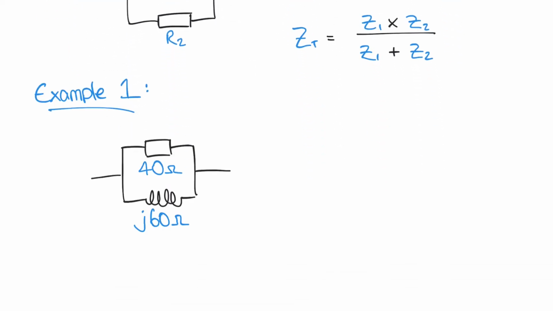So let's have a look at an example here, and let's say that we have these two components. We have a resistor of 40 ohms and an inductor whose reactance XL is 60 ohms. It's an imaginary term, reactance, so it's given a J as our imaginary unit here. J 60 ohms is our reactance here.